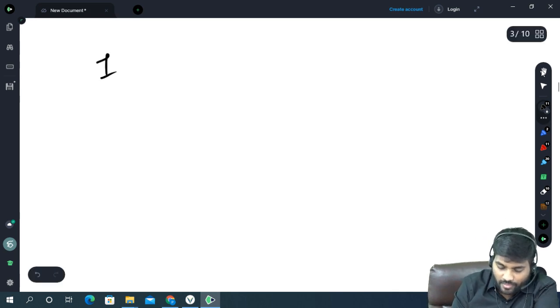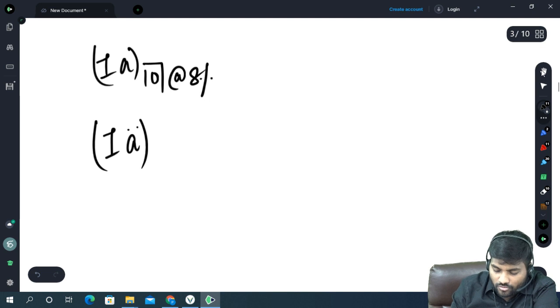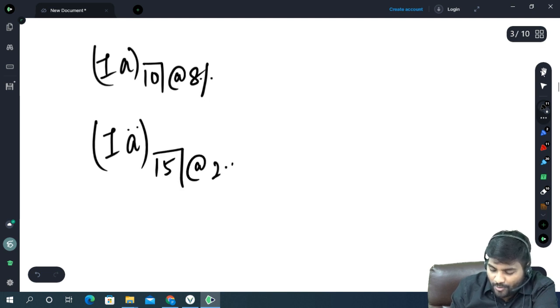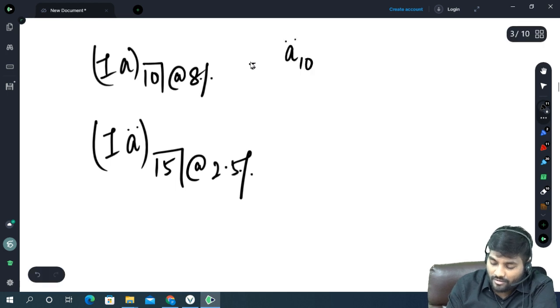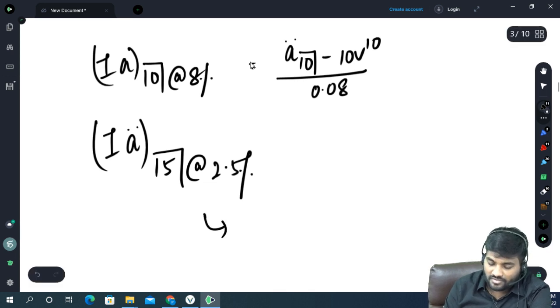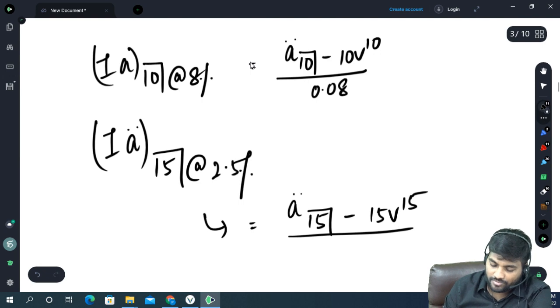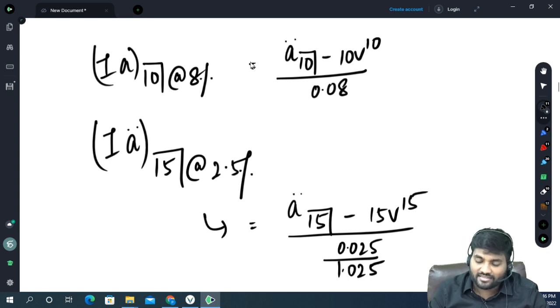I'm giving some sums. (Ia) 10 at the rate 8%. (Ia) due 15 at the rate 2.5%. Please solve. So (Ia) 10 will be what? (ä 10 minus 10 v to the power 10) by 0.08. Again, you need to solve for ä 10. And in this, it will be (ä due 15 minus 15 v to the power 15) by 0.025 by 1.025. Okay. Please solve both and get the answer.